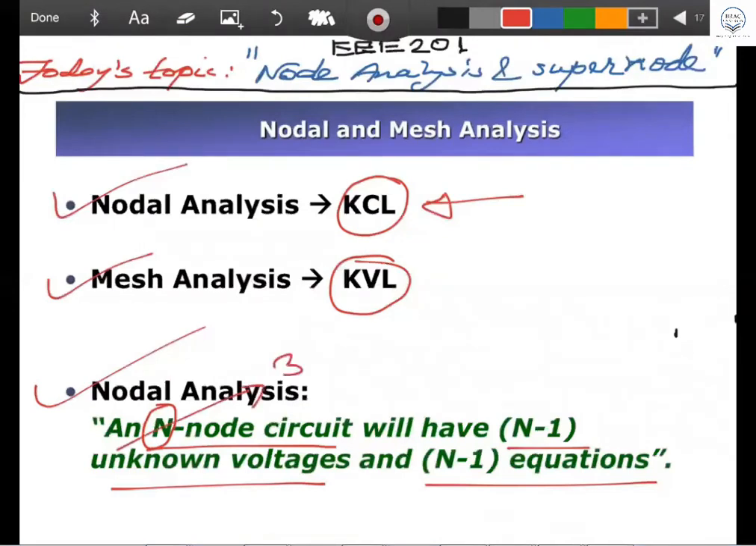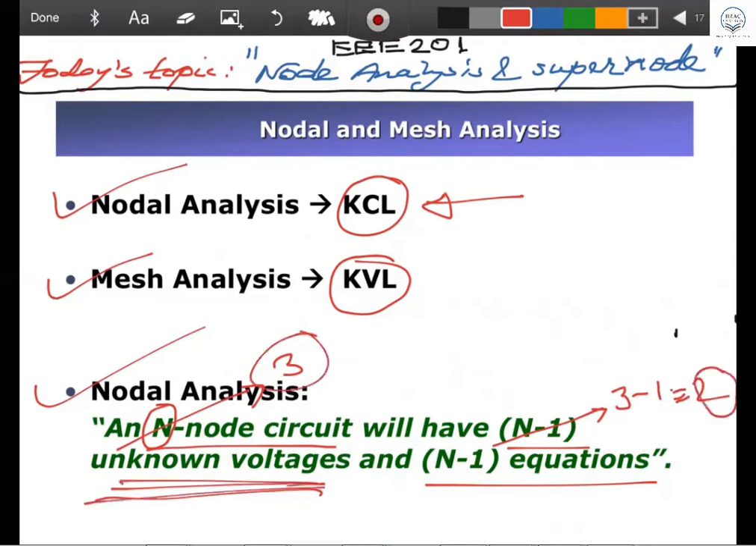A 3 node circuit will have how many unknown voltages? N minus 1, that is 3 minus 1 equal to 2. That means a 3 node circuit will have 2 unknown voltages.